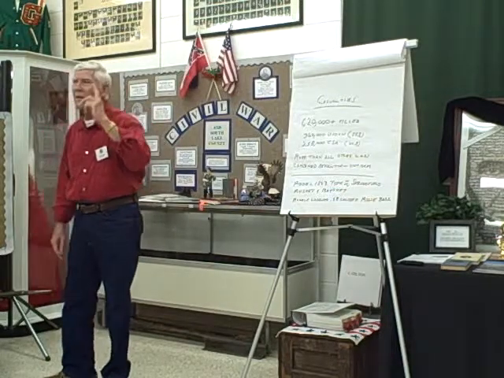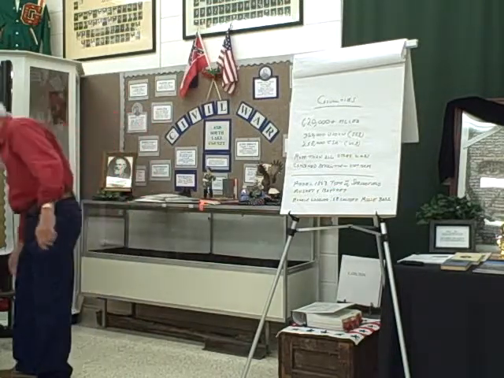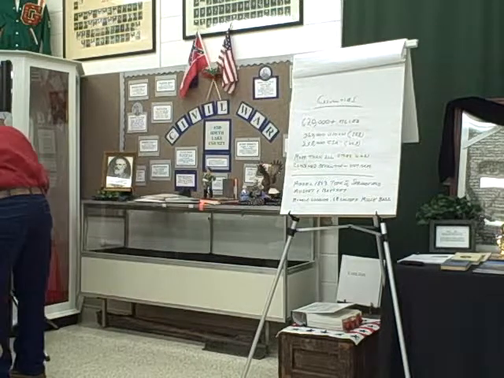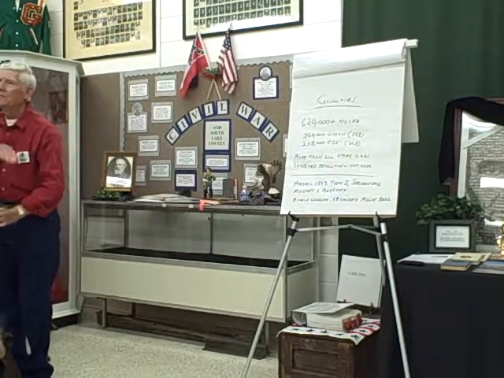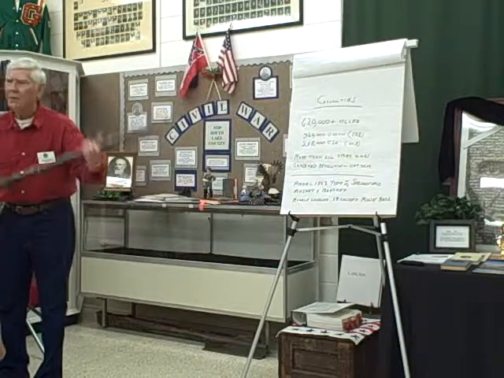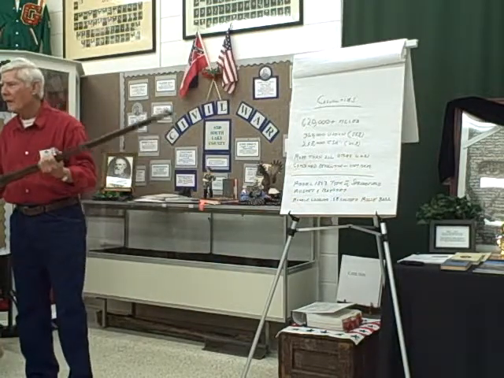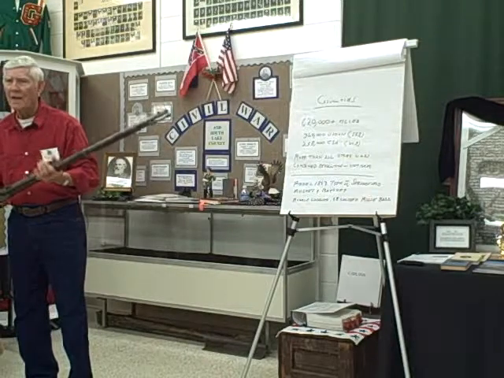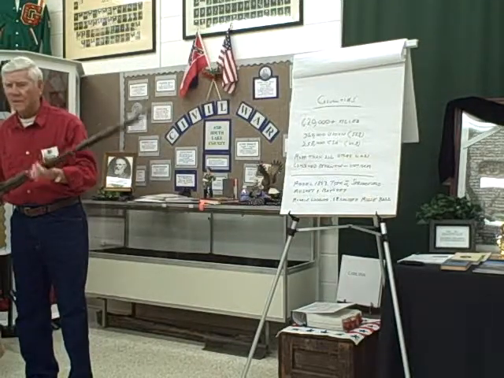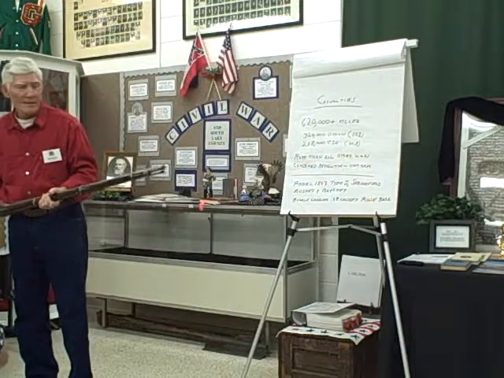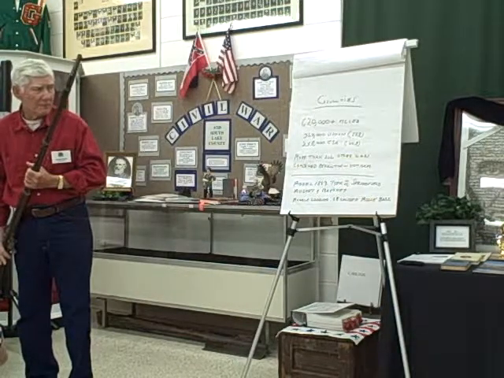Why the high casualty rate? Right here. This is the reason for the high casualty rate. This is accounted for. This is a Civil War musket, a Springfield, and it was used by the Confederate and the Union forces both. Why is this gun so responsible for that?